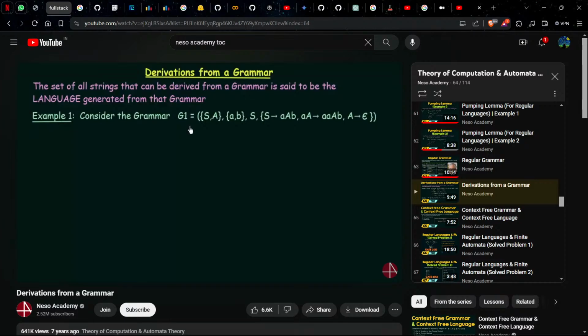Consider the grammar G1. Here in the grammar G1, S and A are the non-terminal symbols or variables, a and b are the terminal symbols, and S is the start symbol. We have production rules given like this: S gives aAb, A gives aAb, and A gives epsilon. Let's try to see some strings that can be generated from this grammar G1.